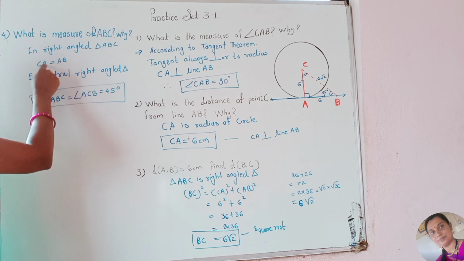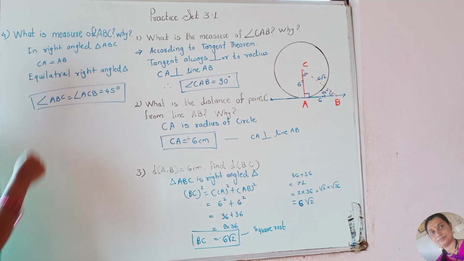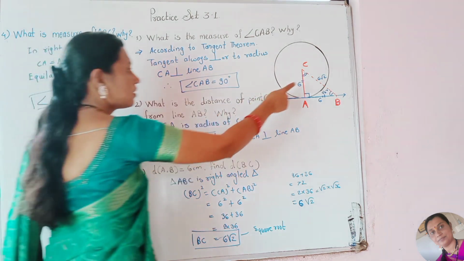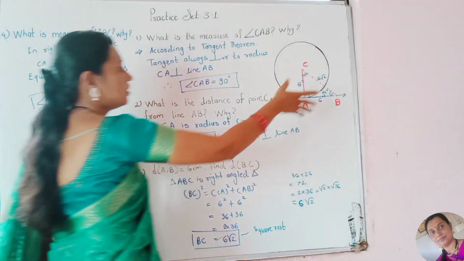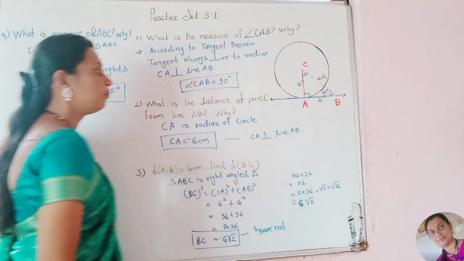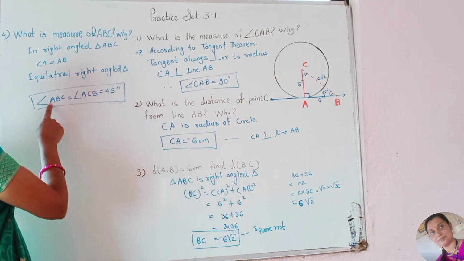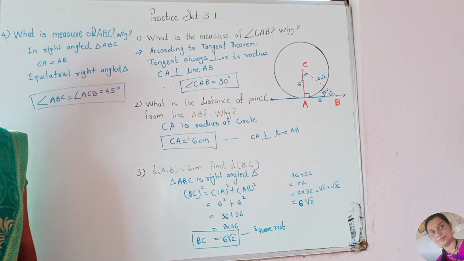In a right angle triangle ABC, CA equals AB. Therefore, it is an isosceles triangle. In such a triangle, sides are equal, their opposite angles are going to be equal, and both add to 90 degrees, and both are equal, therefore each angle is 45 degrees.